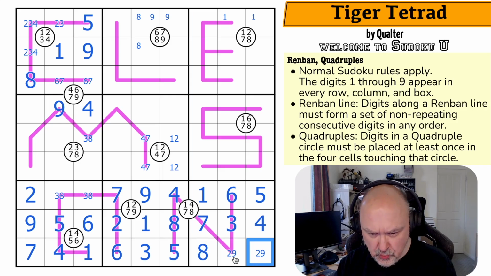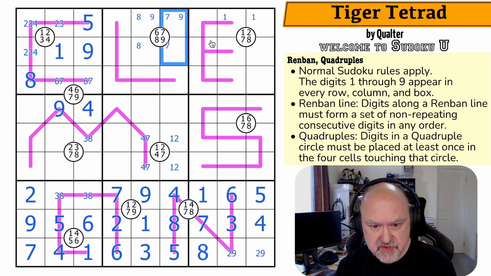And this is 2 or 9. And 2, 3, 4, 5, 6, 7, 8, or 3, 4, 5, 6, 7, 8, 9. Either of those work. At least they do from what I can tell. So this Renban will resolve either way. Okay. 7 is in one of those two because the 4, 7 looking up says 7 can't be in any of those. Okay.